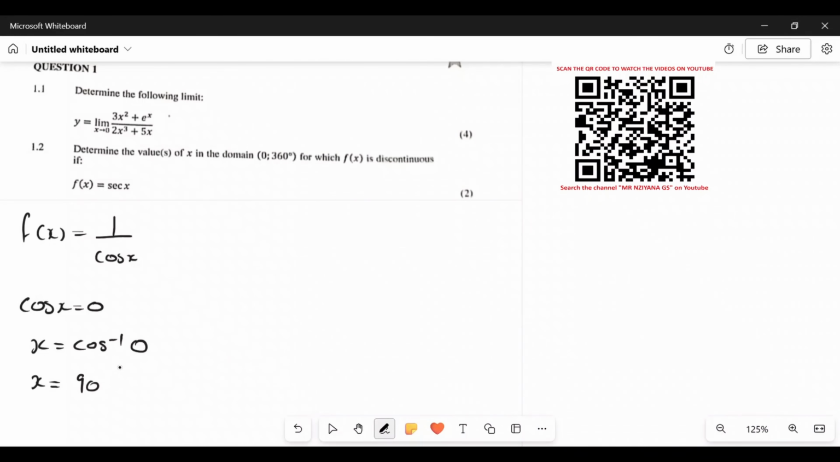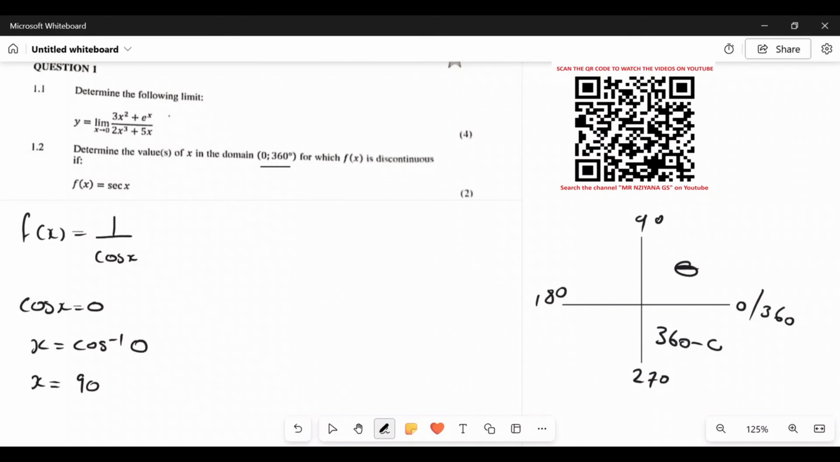Now, 90 degrees is not the only one that we're supposed to get. Remember, our domain is given to us from 0 to 360. So if you look at our CAST diagram, 270 and 360, right? If you look at this one here, our denominator, which is cos, the cos is positive. So this is how you're supposed to do it. Here is theta. On the first quadrant, cos is positive. And also on the fourth quadrant, cos is positive. So we're going to only focus on these two quadrants in order for us to get the right x values.